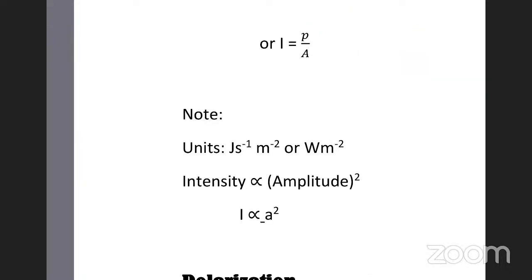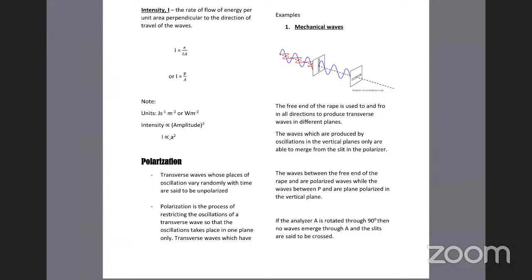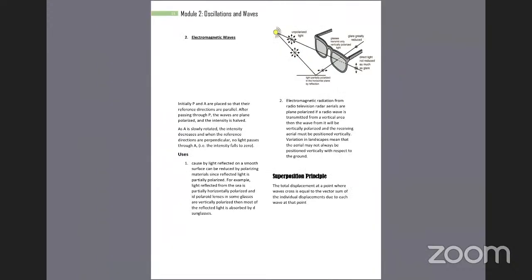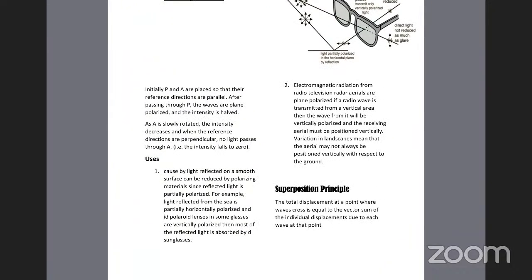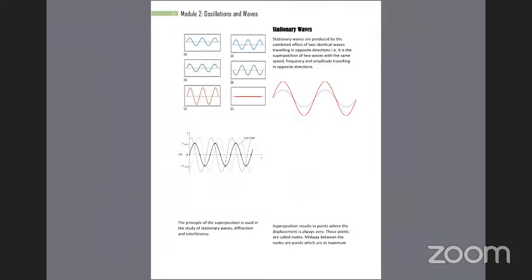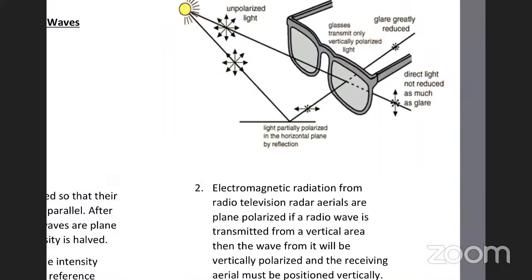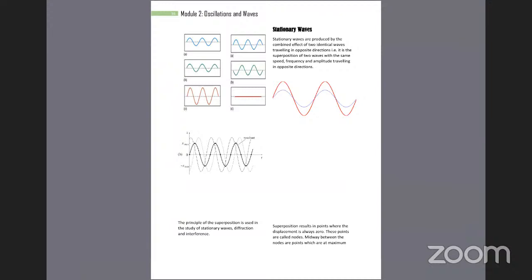Okay? So intensity is proportional to amplitude squared. All right? That's the concept of polarization, right? You could read up on the rest of this thing here. Okay, that's the concept of polarization, and you've seen it there in the graph. I just want to run through it quickly.